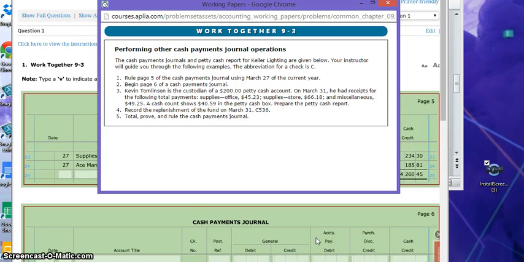Hello everyone, this video is going to show us how to do 9-3 in Applia, which is performing other cash payments and journal operations. This will include the petty cash report that we need to file. So here's the first instructions.